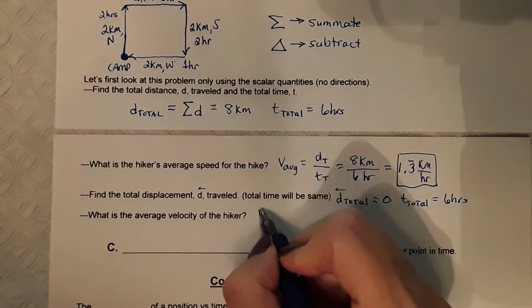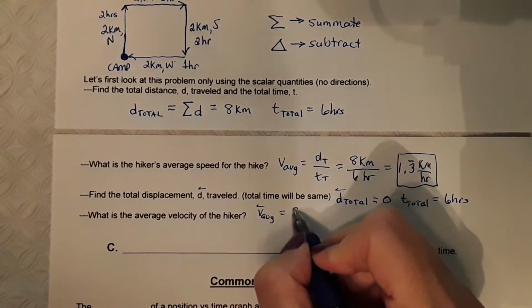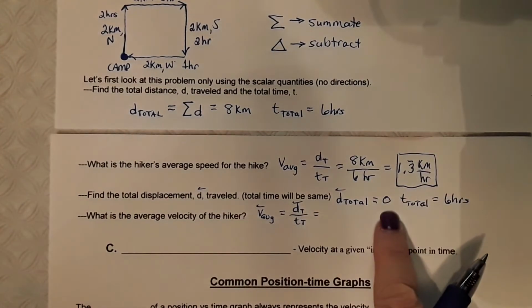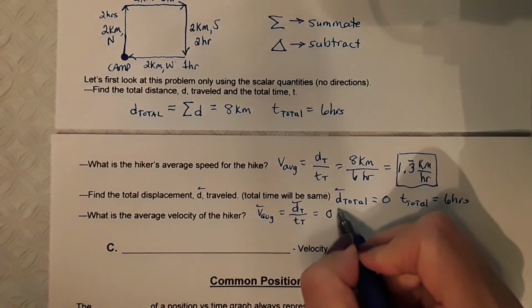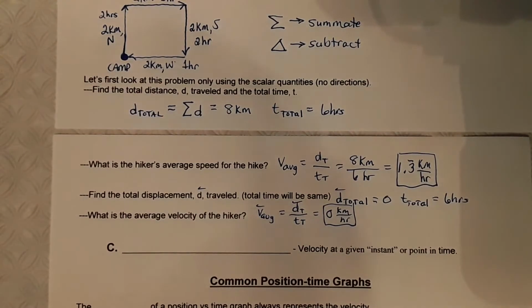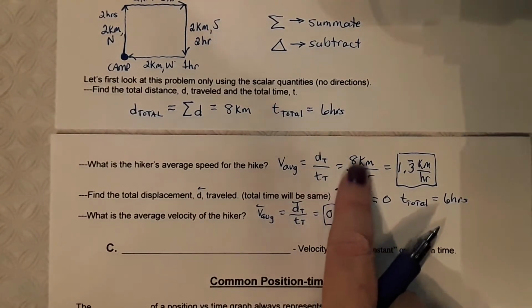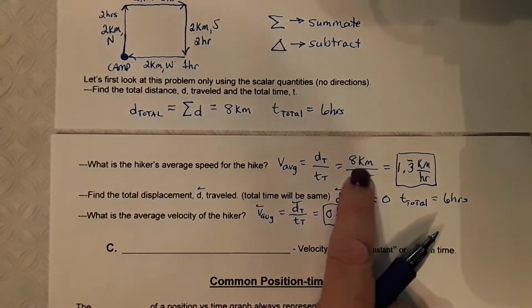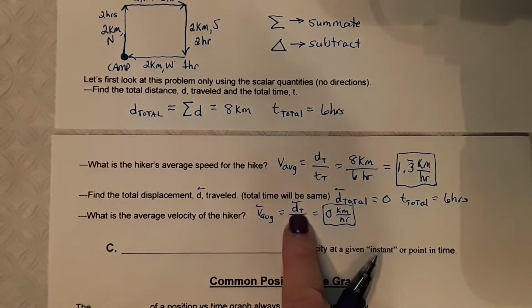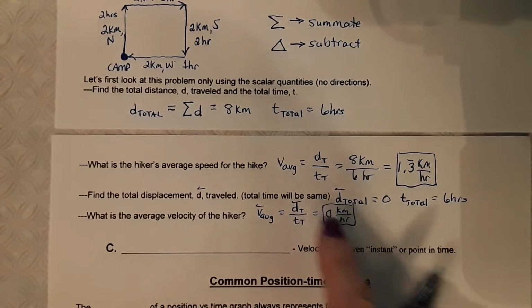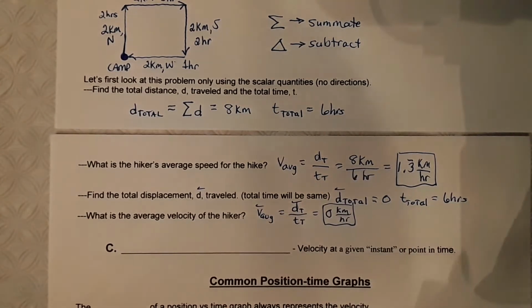So if we want to find the average velocity for the trip, we're going to take the total displacement, divided by the total time. I think you can see 0 divided by 6 is going to give us 0 kilometers per hour. Big difference, isn't it? But that's because distance and displacement are very different. This is the path length traveled. This is how far you are from where you started on a straight line. Two completely different descriptions, both valid, but different.